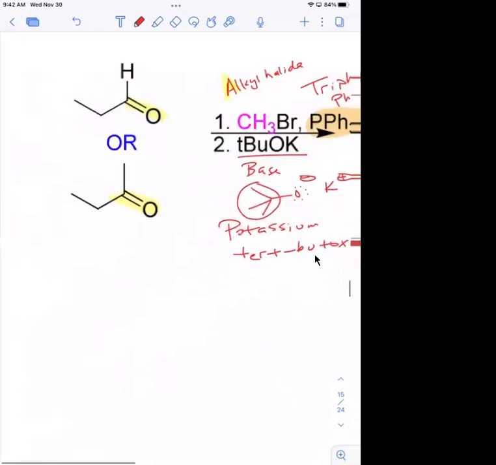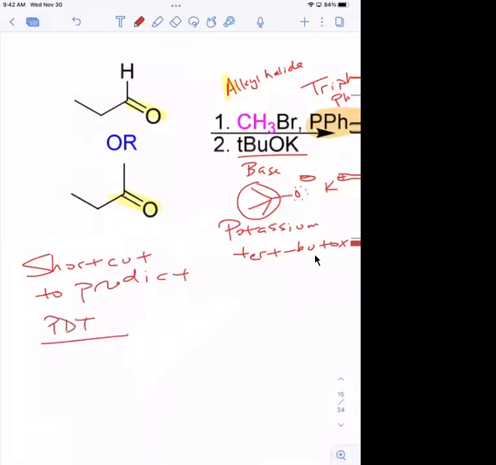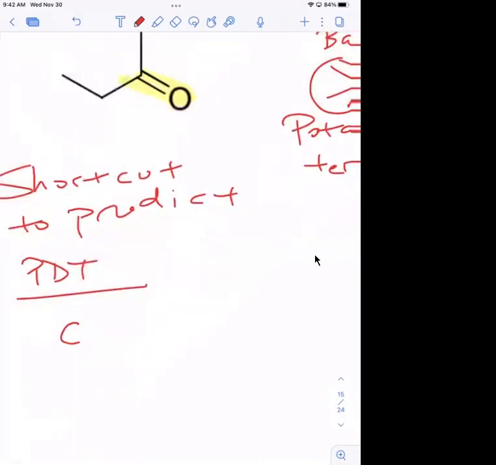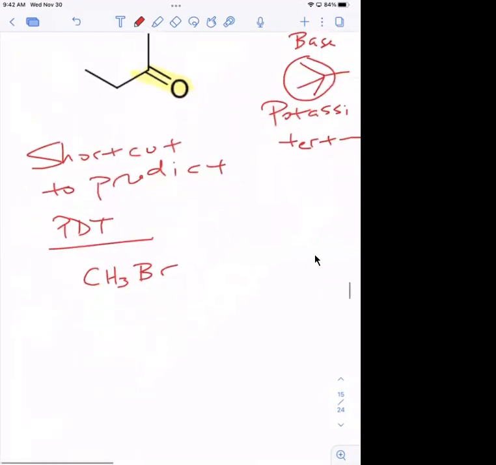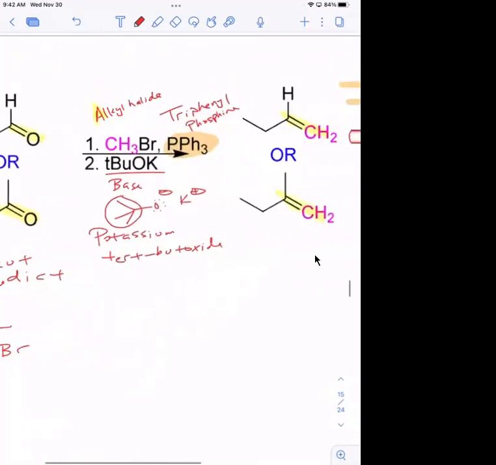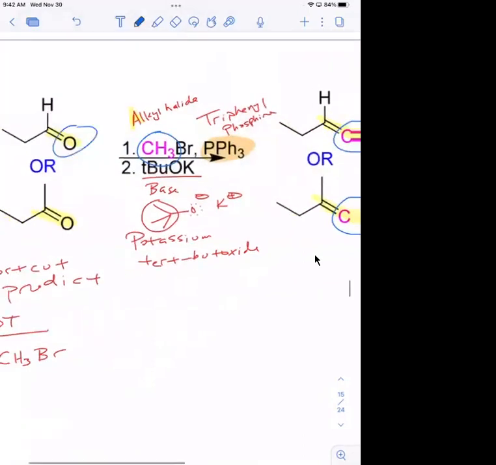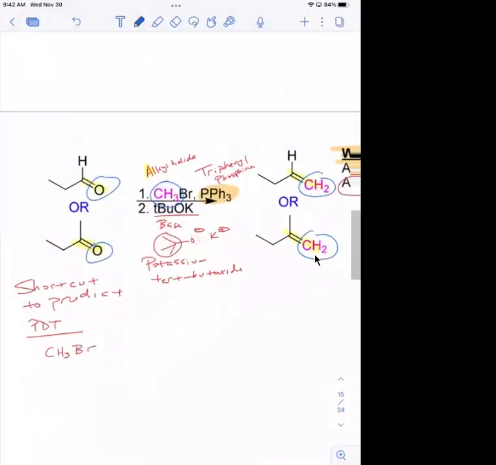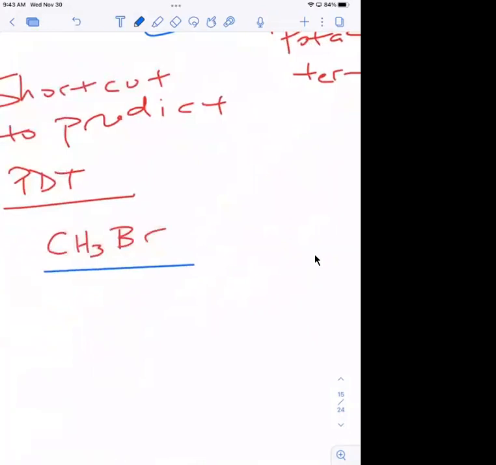A shortcut to thinking about this is to look at whatever that alkyl halide is. The alkyl halide is CH3Br. If you notice the carbon, I have it in pink on purpose, that pink carbon is what replaced the oxygen in the carbonyl. So oxygen was here, and that pink carbon from the alkyl halide is what replaces oxygen in the product. So a shortcut method is, if this is my alkyl halide, I'm going to subtract out HBr. You can't literally do this, but I'm just using this as an analogy. So I'm going to take away one hydrogen and the bromine.